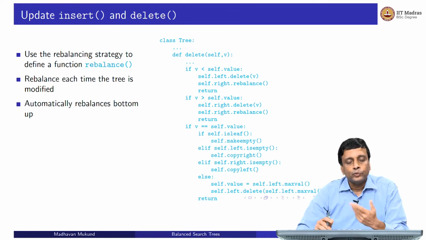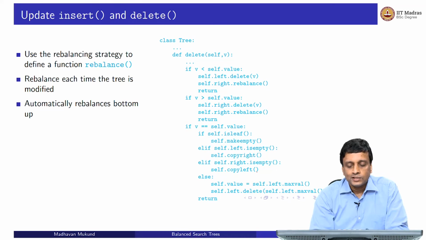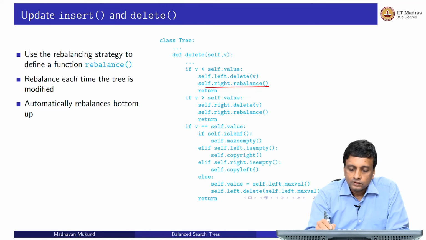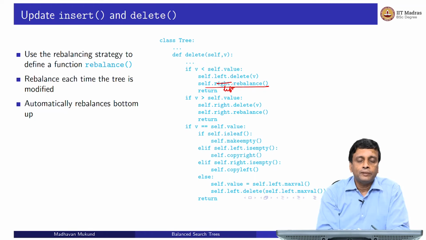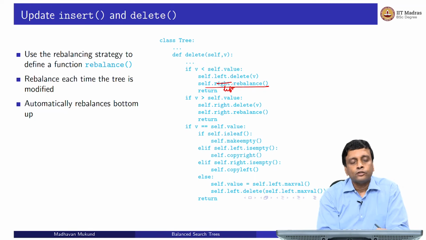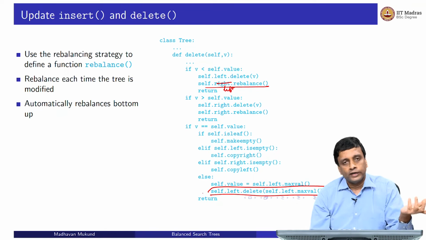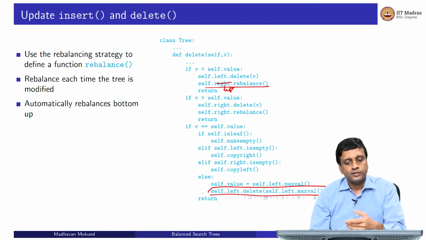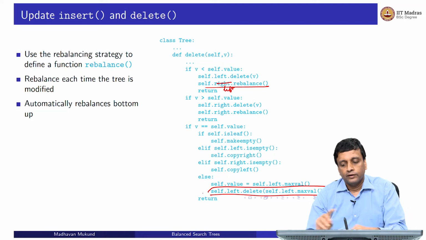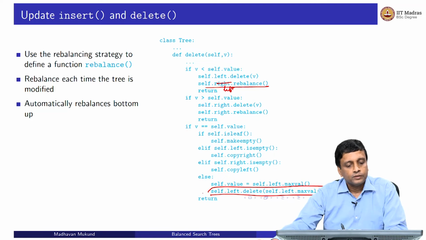Similarly, when you do a delete, there is the empty case which we don't have to worry about. If you delete on the left, you rebalance on the left. If you delete on the right, you rebalance on the right. Now notice here, when you delete the maximum on your left subtree, that will in turn create its own rebalancing. So you don't have to separately rebalance it. It's only when you do it yourself that you have to do it.